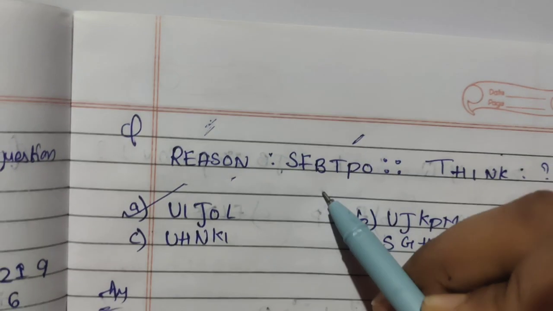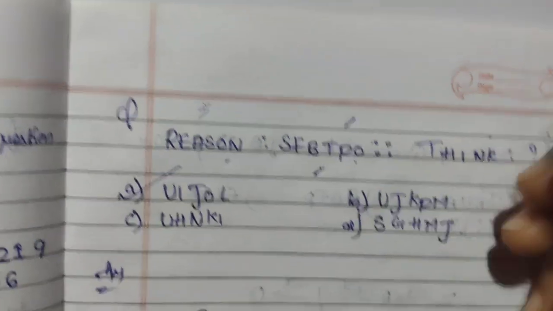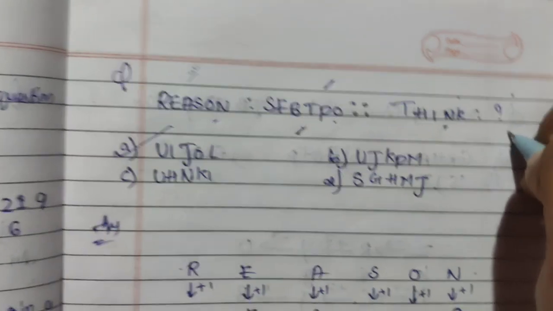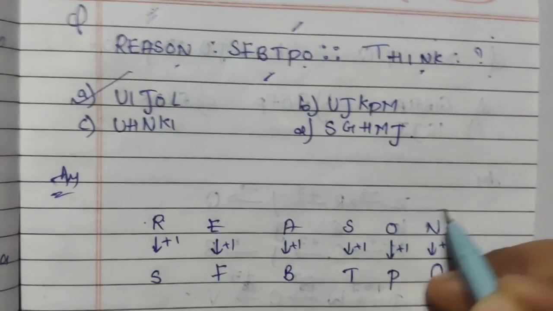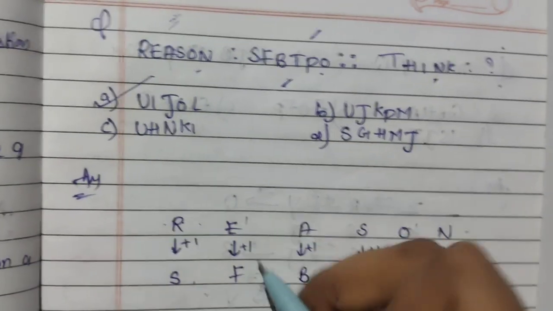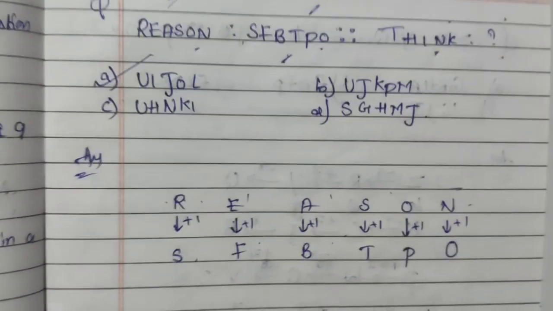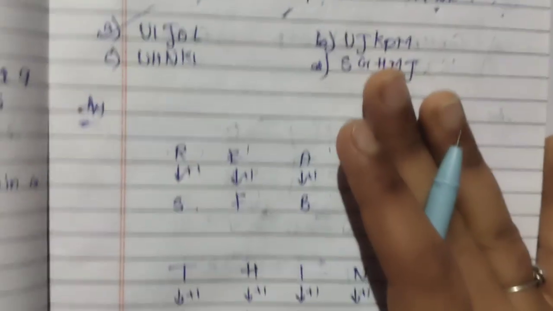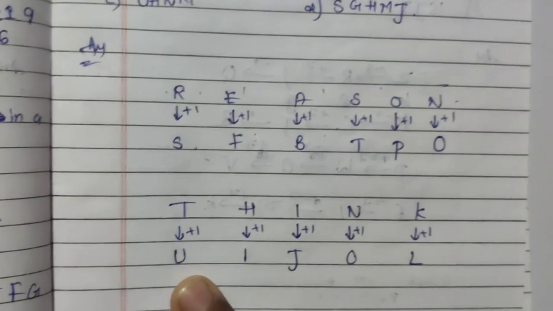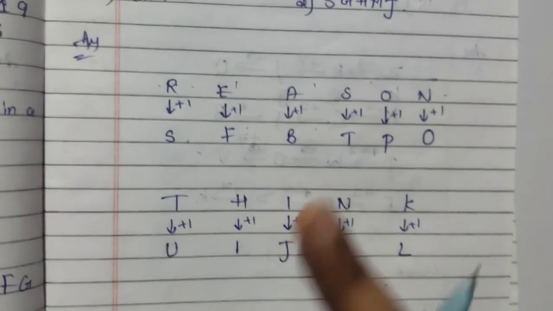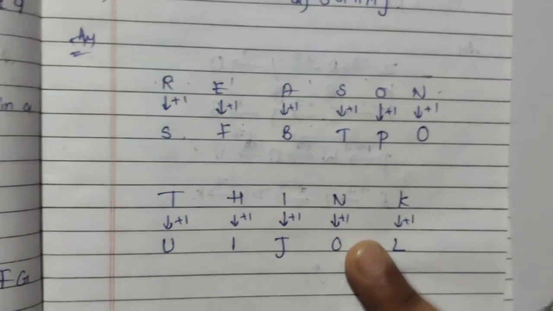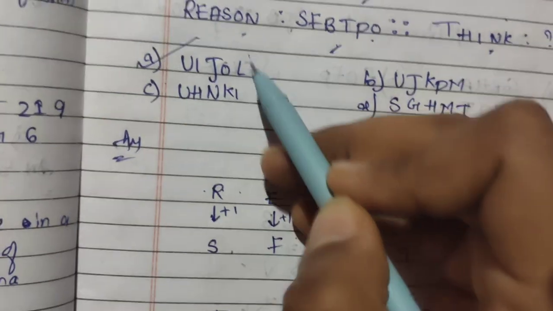Reason is coded as SFB TPO, and after that, think will be coded like that. See, reason: R, S, E, F, A, B, S, T, O, P. Only plus 1 is going. So for think also we can say T plus 1 is U, H plus 1 is I, I plus 1 is J, N plus 1 is O, and K plus 1 is L. So the answer will be U I J O L. That will be the first option.